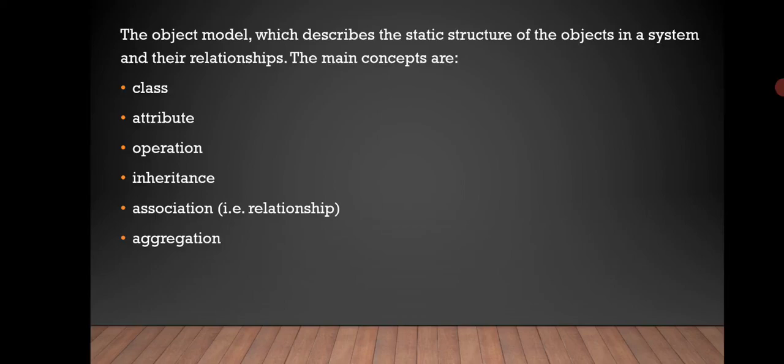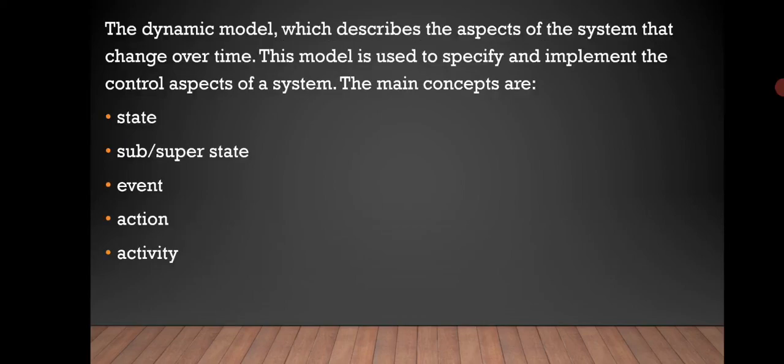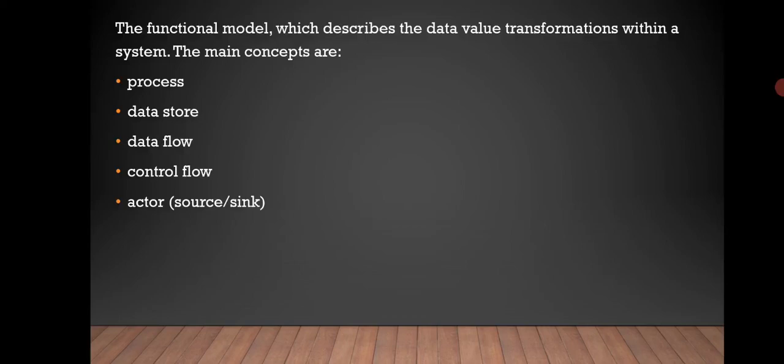Object model, which describes the static structure of the objects in a system and their relationships. The main concepts are class, attribute, operation, inheritance, association, that is the relationship between the objects, and then aggregation. The dynamic model, which describes the aspects of the system that change over time, and this model is used to specify and implement the control aspects of the system. Main concepts are state, sub or superstate, event, action, activity. The functional model, which describes the data value transformations within a system, and the main concepts are process, data store, data flow, control flow, actor.